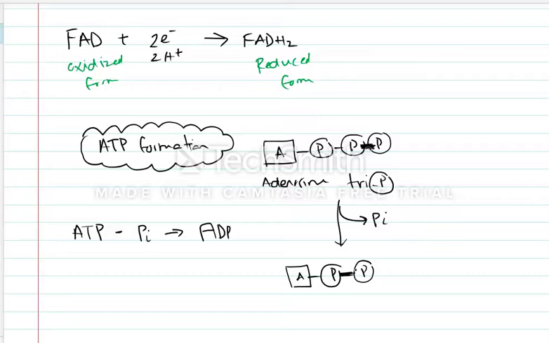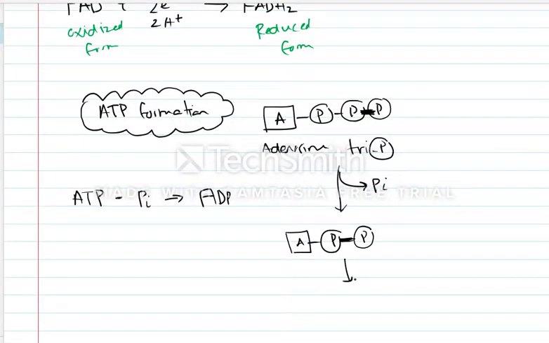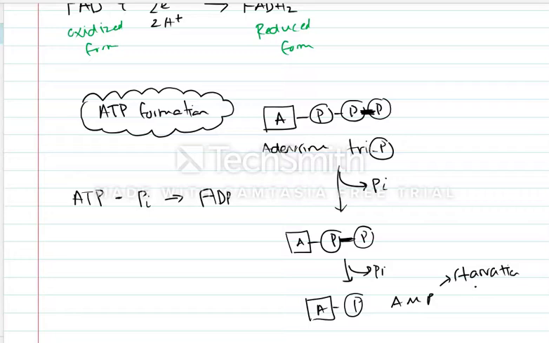It can be used sometimes when a cell is starving. And if it's used, you end up with, do you want to guess it? If you lose a phosphate from adenosine diphosphate, it becomes adenosine monophosphate, AMP, and AMP is a starvation signal. It tells your body that it is time to eat.